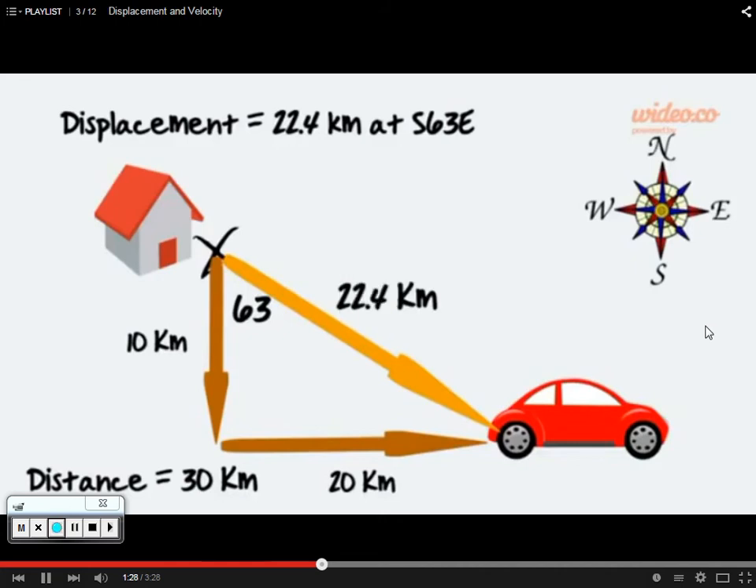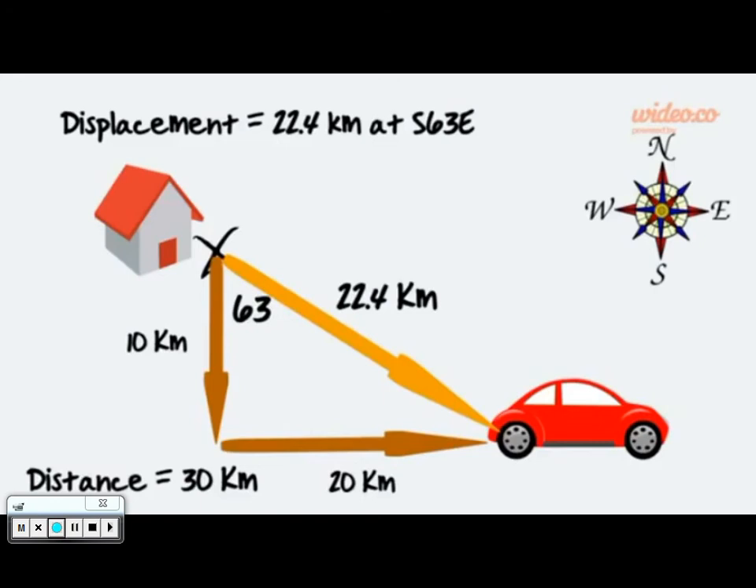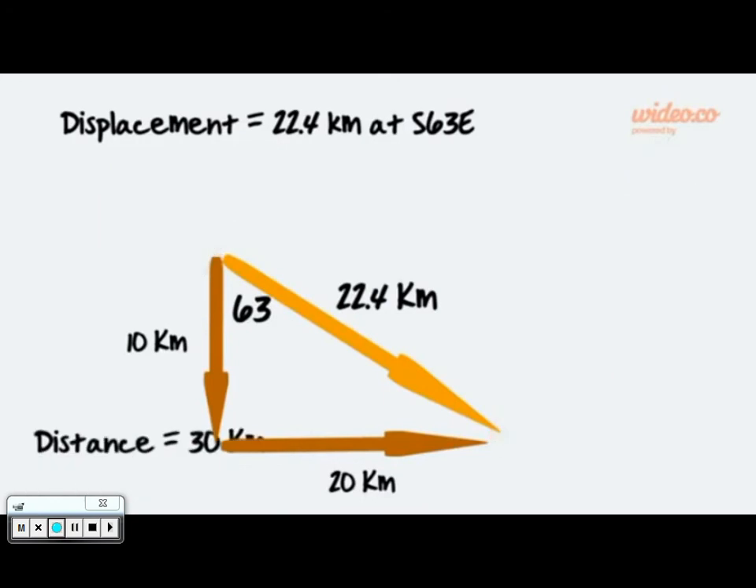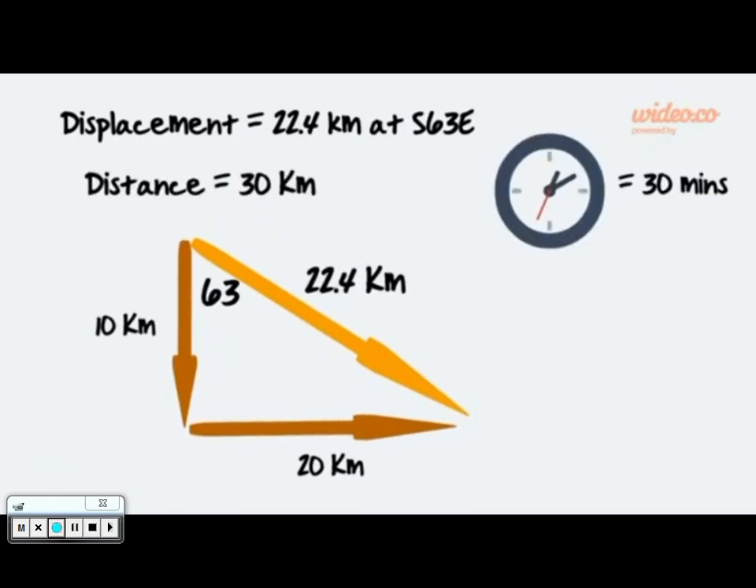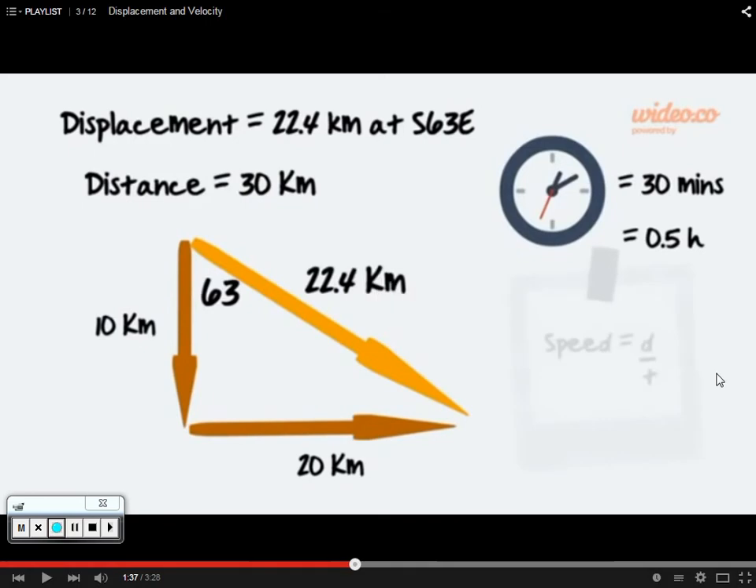Okay, now we've got displacement, we've got distance. Let's see what time it took. So imagine it was taken in 30 minutes. So we did this trip, we drove 10 kilometres south and then 20 kilometres east, all up in 30 minutes. If you think about it, that's a kilometre a minute, isn't it? 30 kilometres, 30 minutes, a kilometre a minute. So we've automatically got the speed.